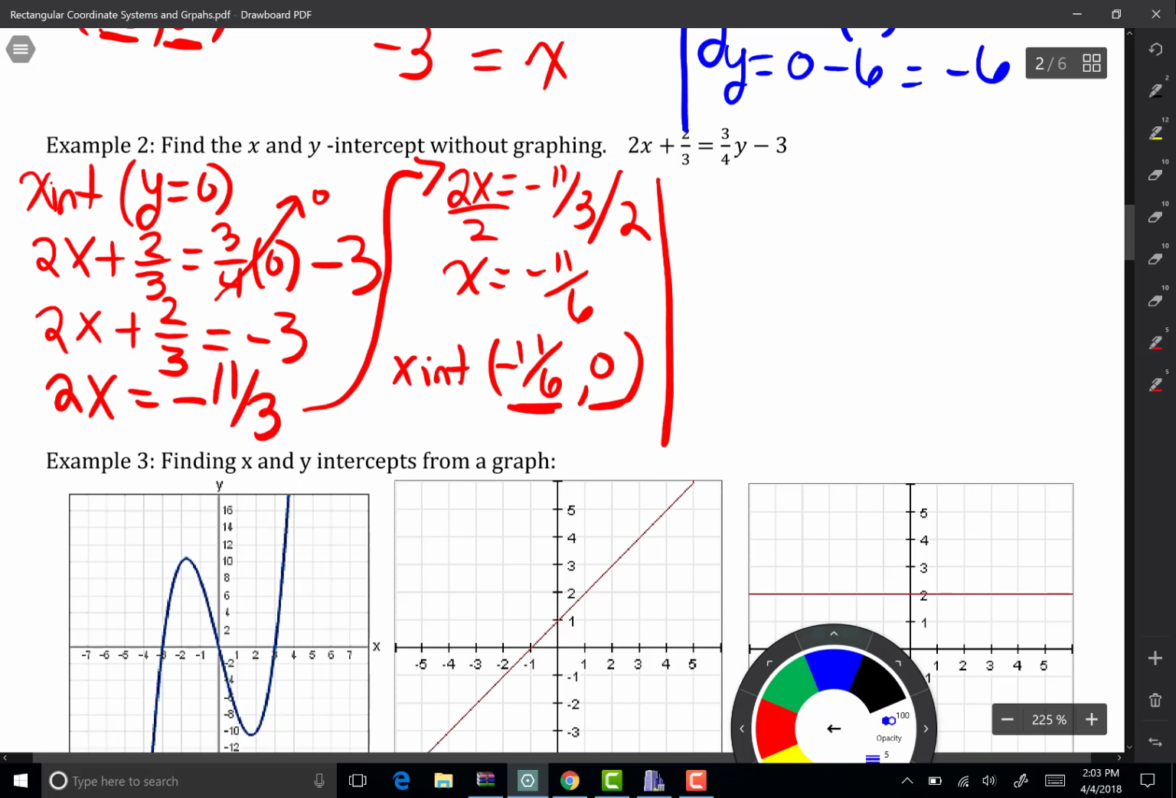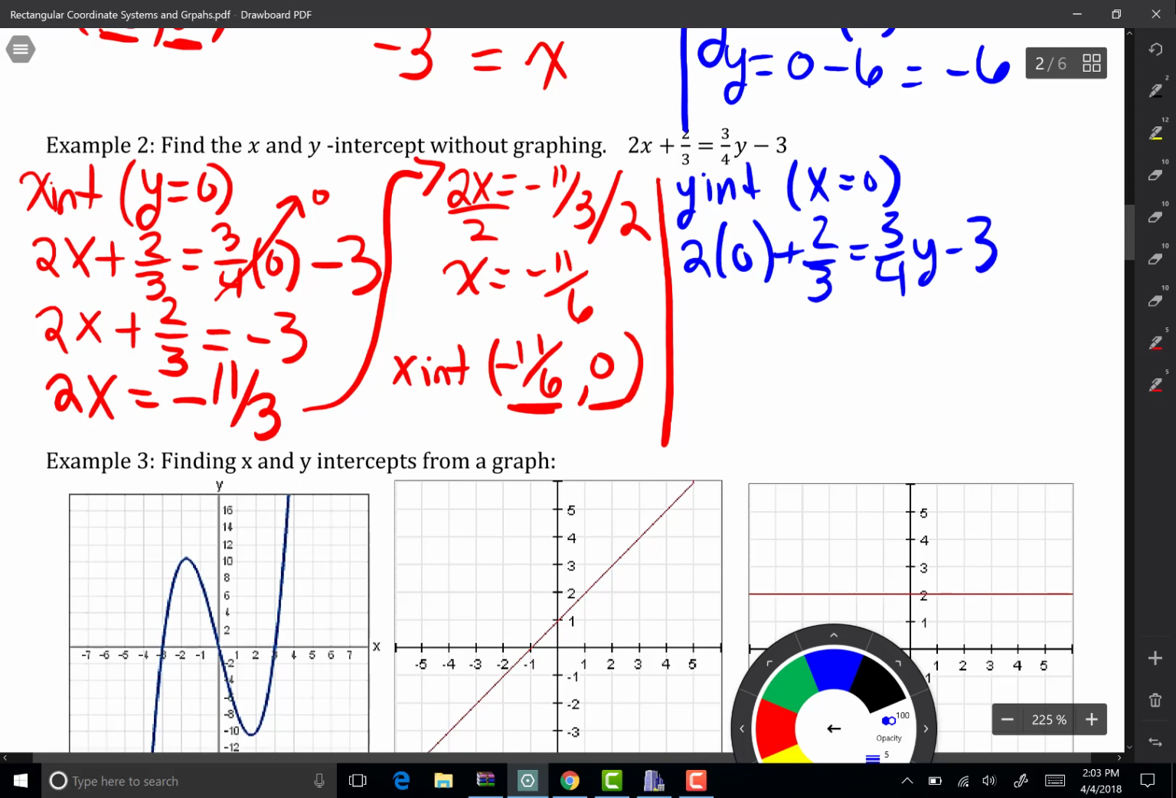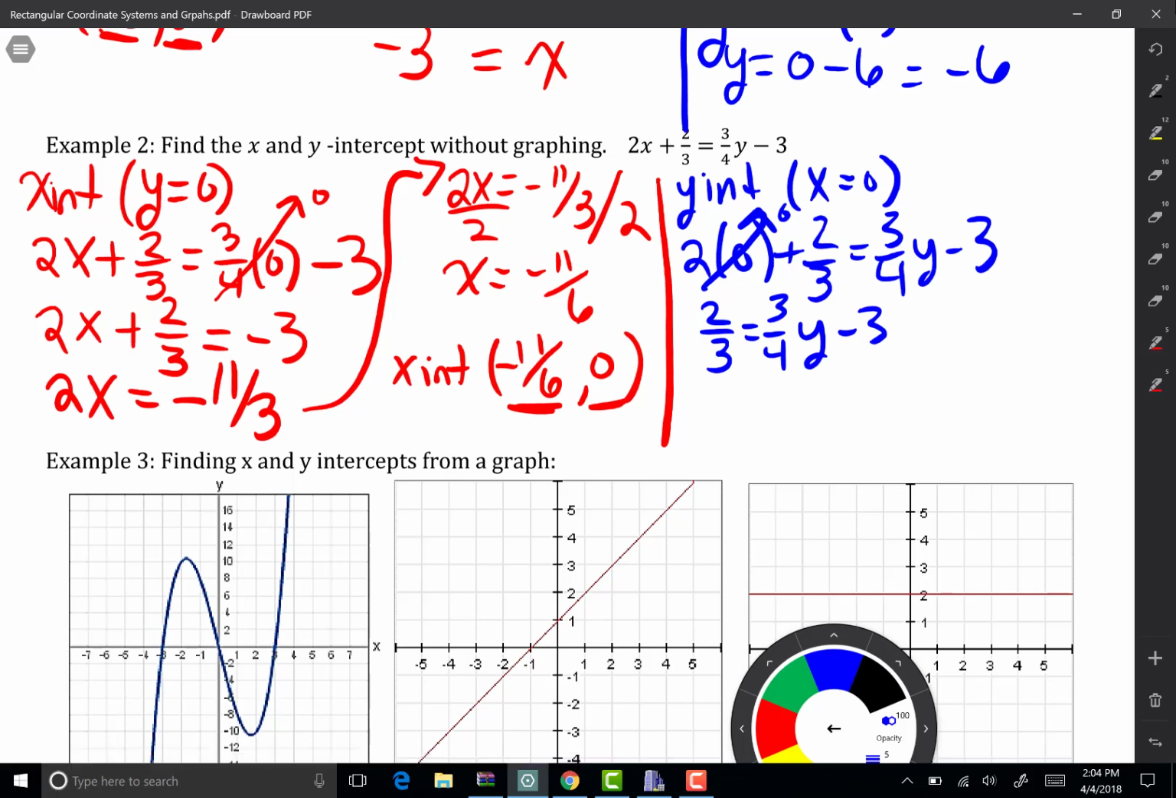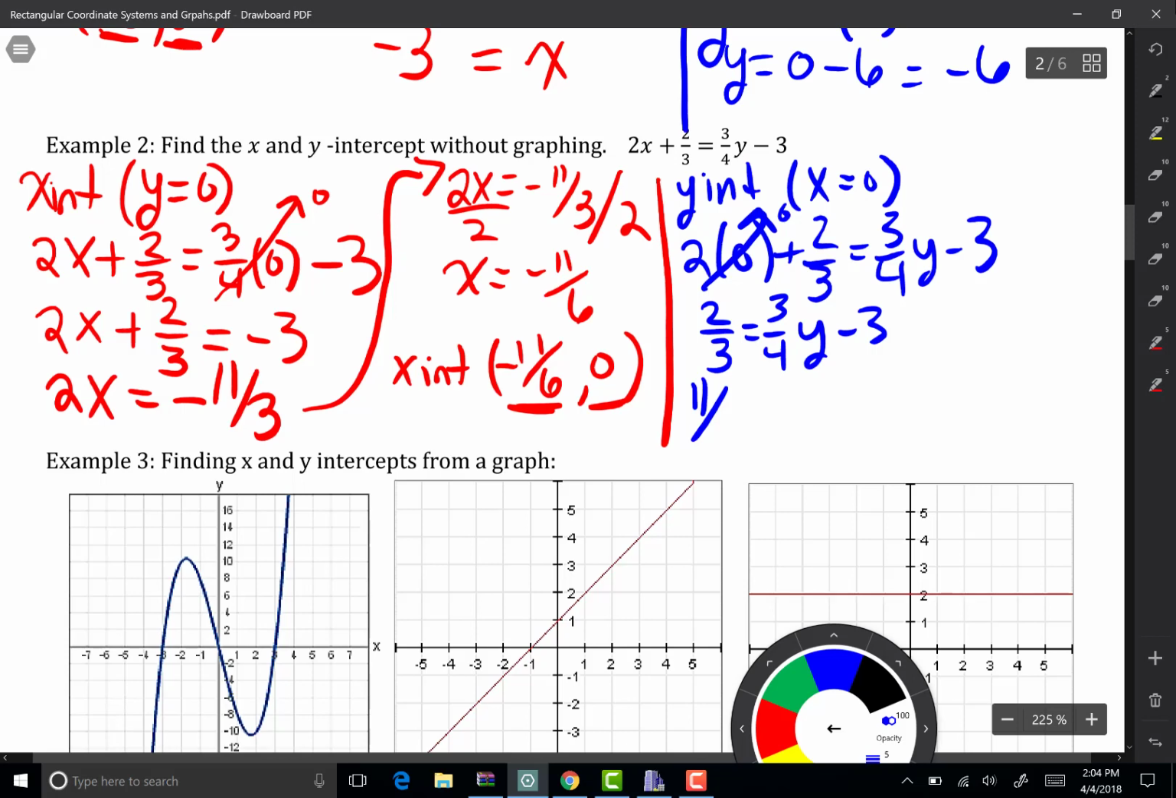Okay, let's do the y-intercept now. That's when x is equal to 0. So I'm going to plug in 0 for x. This disappears because that's 0. So I'm left with 2/3 is equal to 3/4 y minus 3. So I'm going to add 3 to both sides. When I add 3 to both sides, I'm going to get 11 over 3 is equal to 3/4 y.